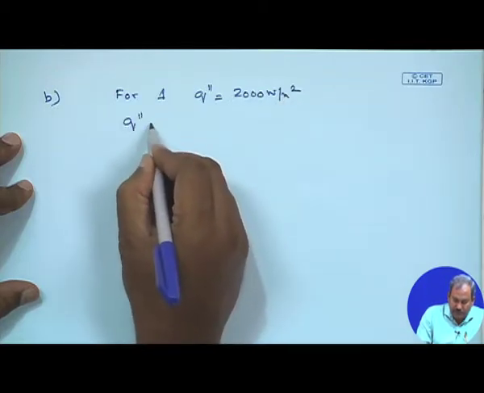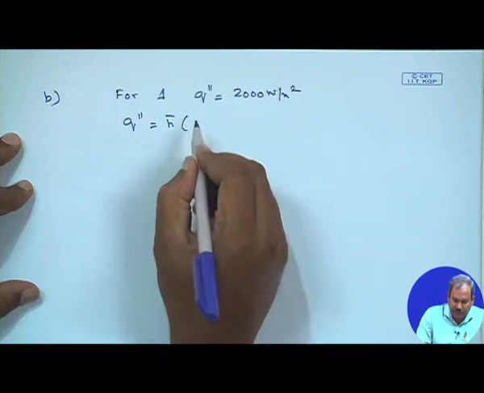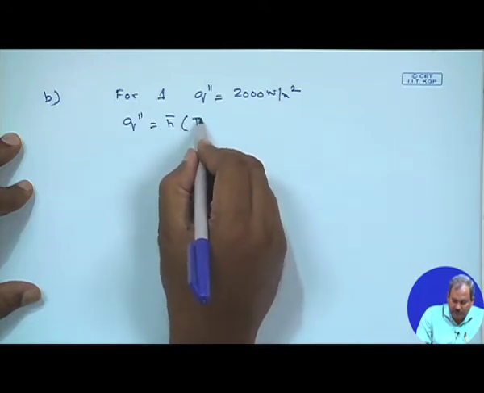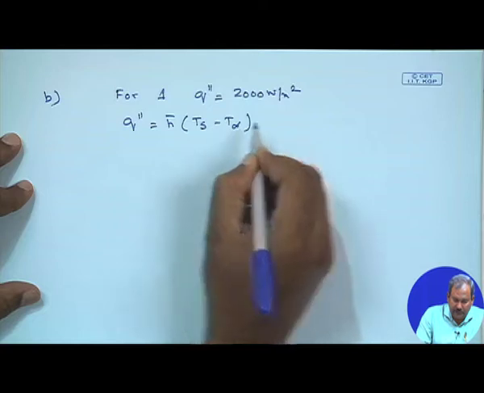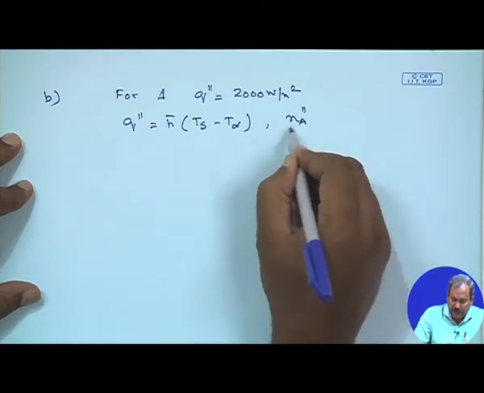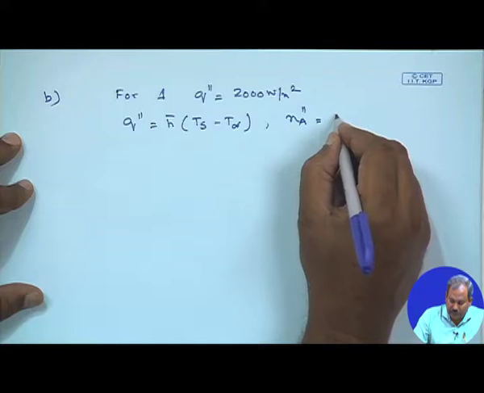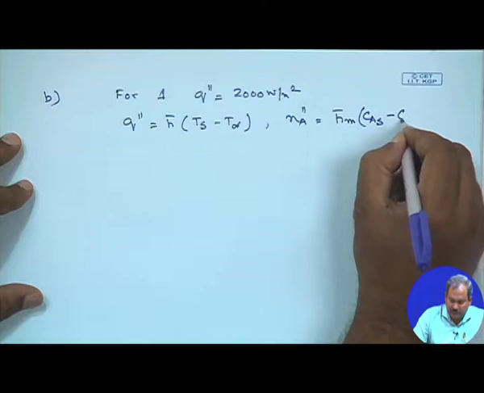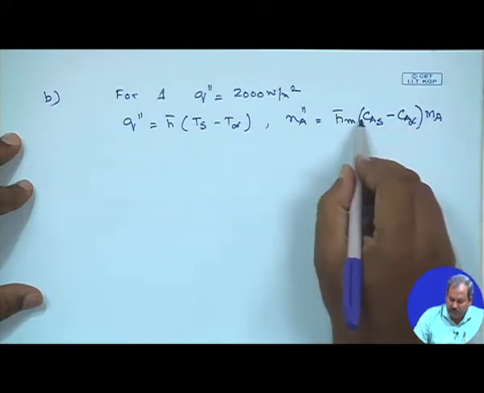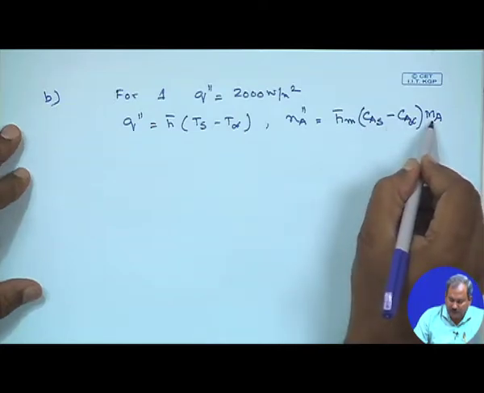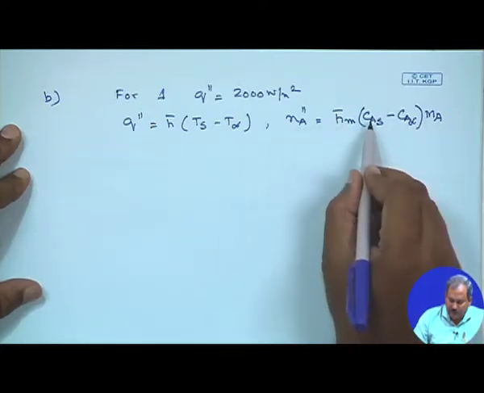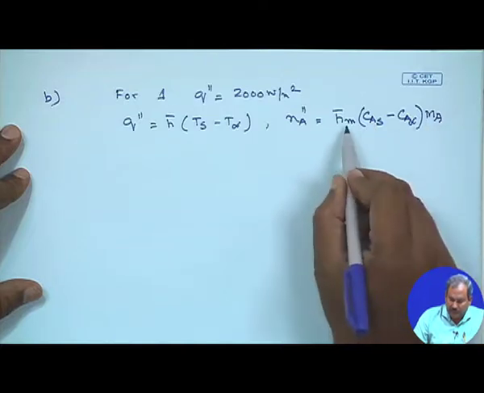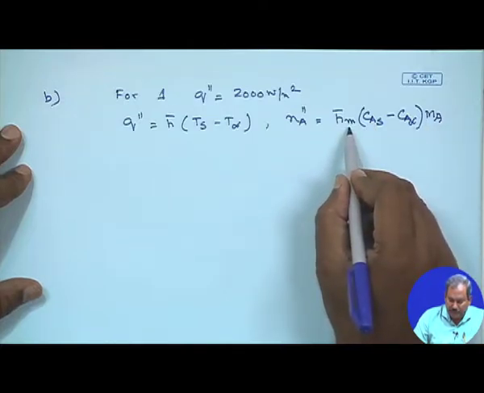We also know from Newton's law of cooling, this is H bar, the average value of the heat transfer coefficient, times T of the surface minus T infinity, and in A double prime the mass flux would simply be equal to H bar m times the molar concentration minus C_A infinity. Since it is molar concentration, in order to change it to the mass form, I simply multiply it with the molecular weight. So this is mass flux, molar concentration, molecular weight, and this is the average value of the convective mass transfer coefficient.